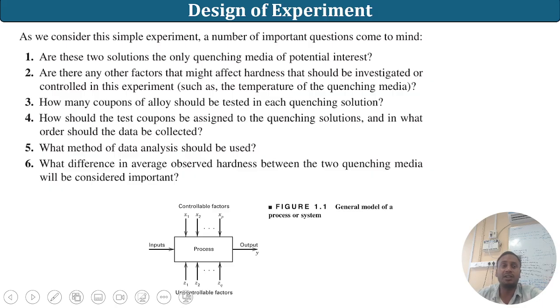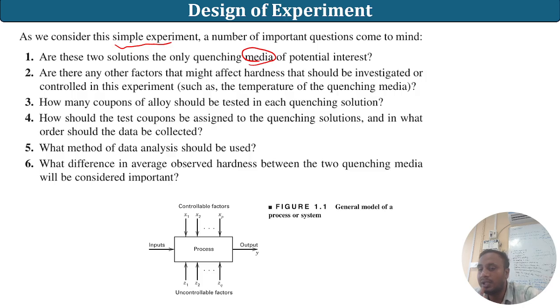If we consider a simple experiment, a number of questions come to mind: are these two solutions the only quenching media of potential interest? Let's say I'm going to take a drug or medicine for fever. I'll take two samples. Again the question is, are these two the only ones available, or do we have to take more, whatever is in the market, to see whether we give better results as compared to the market?